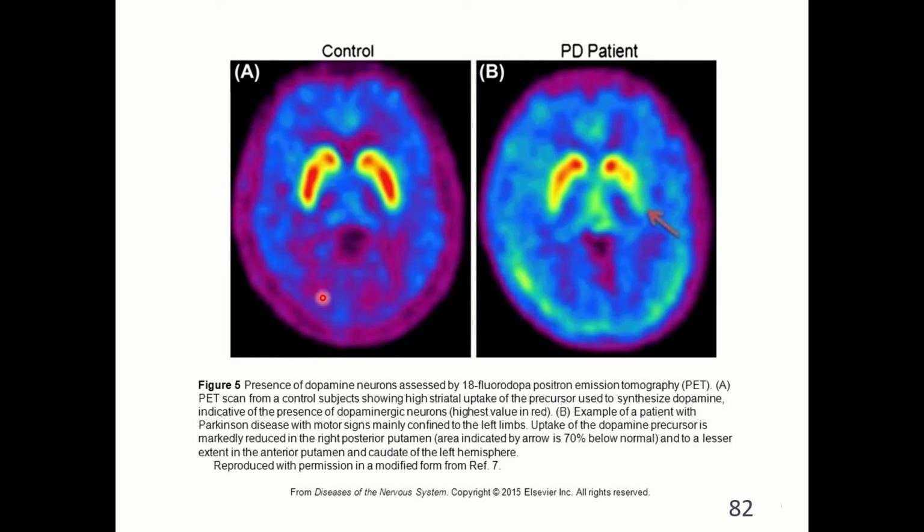This figure shows the presence of dopamine neurons assessed by 18 fluorodopa positron emission tomography, which is a PET scan. And so in figure A, the PET scan from a control subject showing high uptake of the precursor used to synthesize dopamine. So this is a nice, happy, healthy substantia nigra.